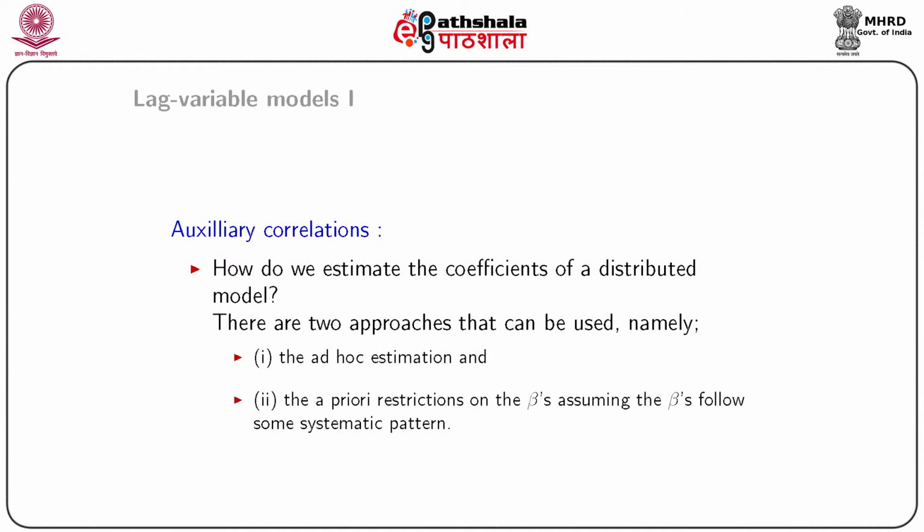Now, how do we estimate the coefficients of a distributed lag model? There are two broad approaches that we can use. These two approaches are a couple of the more important or more readily used methods for estimating the coefficients of a distributed lag model. The first method is called the ad hoc estimation, and the second is a priori restrictions on the betas, assuming the betas follow some systematic pattern. So let us first look at the first method of estimating coefficients of a distributed lag model.